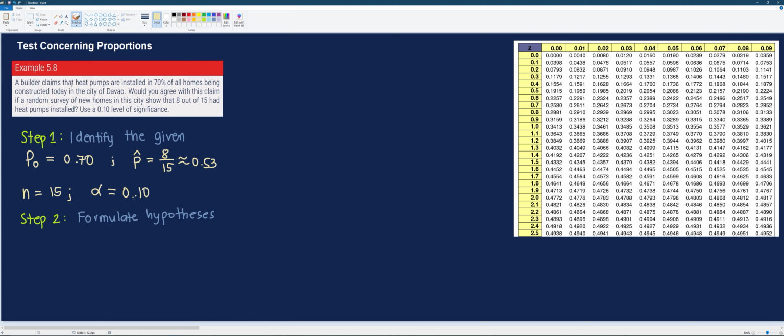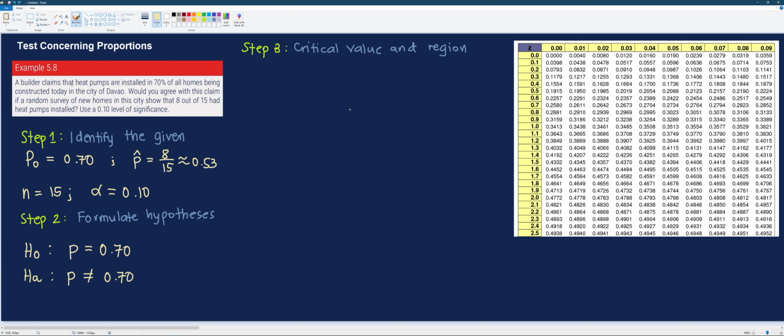The next step is to formulate our hypothesis. Since we want to test the claim of the builder that heat pumps are installed in 70% of all homes being constructed today in Davao City, our null hypothesis is the population proportion is equal to 0.70, whereas the alternative hypothesis is that the population proportion is not equal to 0.70.